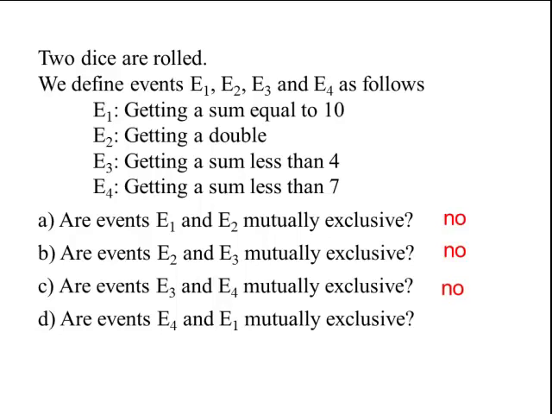Events 3 and 4 are not mutually exclusive because they can happen at the same time. You can get a 1 and a 2. And then D is yes, they are mutually exclusive because you cannot get a sum equal to 10 and at the same time be less than a sum of 7.